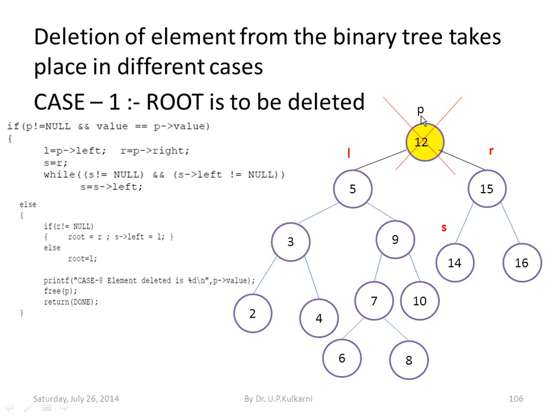P refers to the node which we want to delete, and L will point to the left of that node, R will point to the right of the node. This is what we do: L equal to P dot left, R equal to P dot right. Then we make S refer to where R is pointing, then we make S point to the last node, the leftmost last node of this particular subtree, right?